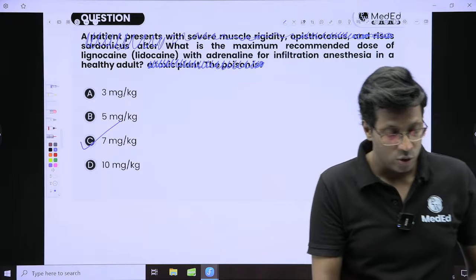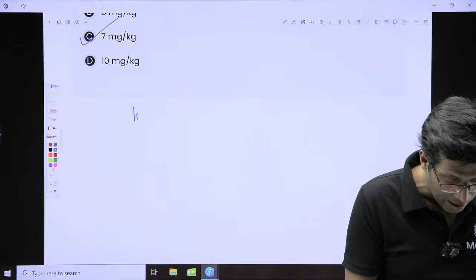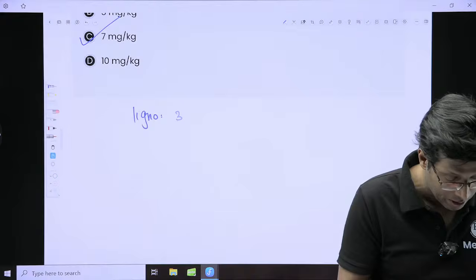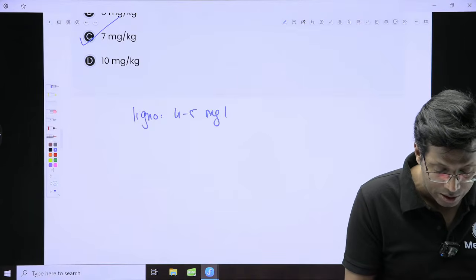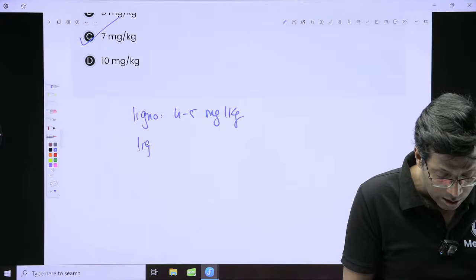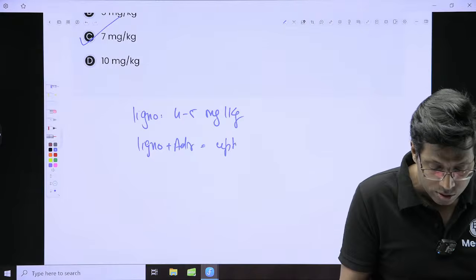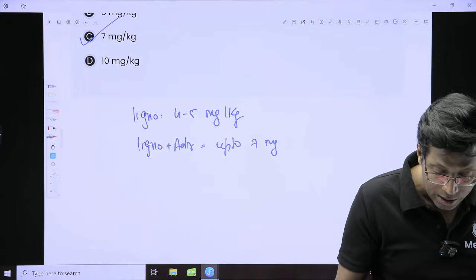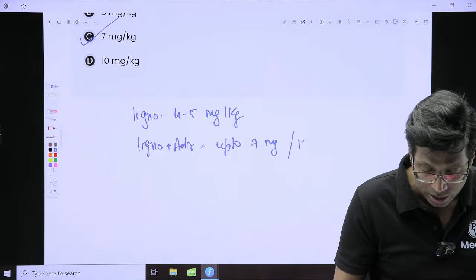Remember, when you use plain lignocaine, the maximum dose is 4 to 5 milligram per kg. But if I am using lignocaine plus adrenaline, remember the dose is up to 7 milligram per kg, which means lignocaine with adrenaline is a much safer drug than plain lignocaine.